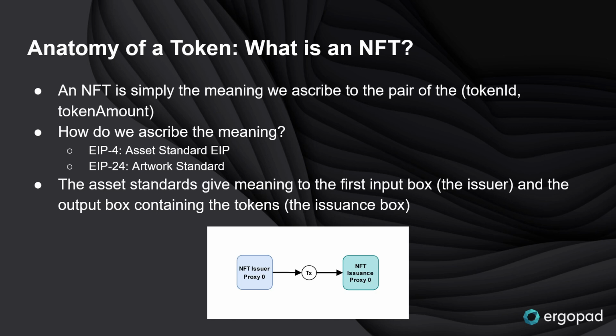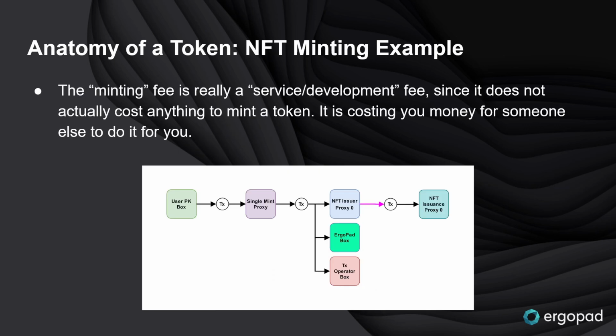The purpose of the standard is to ascribe meaning to the first input box in the transaction, whose box ID becomes the token ID, and we call this the issuer box. The output box, which then contains the tokens, is called the issuance box. And the EIP will tell you what to put in each of the registers, what information to put in order to explain what this token actually is and its purpose. And this is just an example of an NFT minting, so how one could do it.